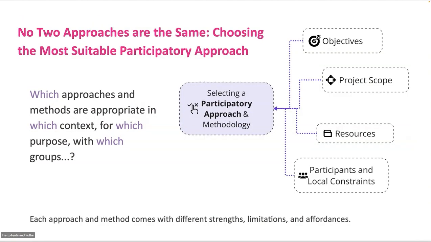At the core of this project is the premise that no two approaches are the same. Choosing the most suitable participatory approach for your context means that you have to ask yourself a broad range of questions. Which approaches and which methods are appropriate in which context, for which purpose, and with which groups? If you want to select an approach or methodology, you have to think about your objectives. What is it you want to achieve? What kind of knowledge do you want to generate, specifically in the local context that you're in? What is the scope of your project? What are the resources? And of course, centrally, who are your participants and what are the local constraints that you are working with?